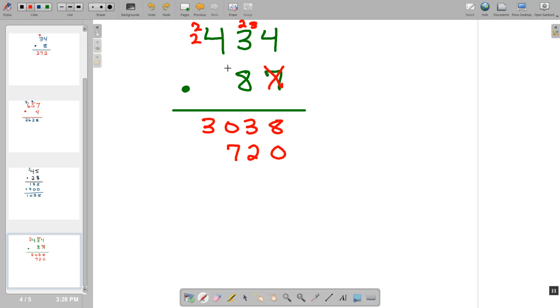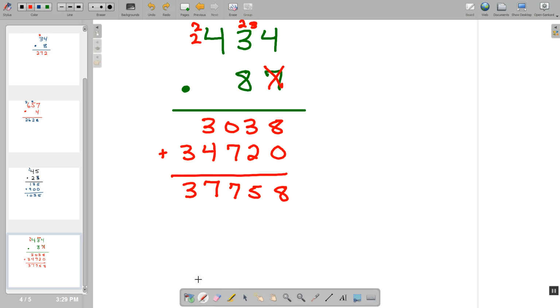And now I do 4 times 8, which is now 4 hundreds times 8 tens, which is where it gets really tricky, which is 32 thousands. But I have to add in the extra 2 thousands, so it's 34 thousands. I take what I did there and I add it all together. So 434 times 87 is 37,758.